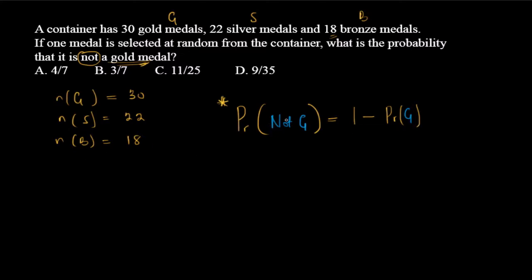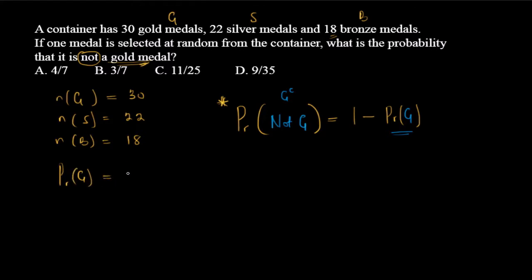So if you're told to find the probability of not G, that is the probability of G complement, it is just 1 minus the probability of G. I don't want to go into details of how this is derived, but we're going to use this equation in solving this problem. So the probability of not G, which is what we want to find, equals 1 minus the probability of G. So let me first find the probability of G, and then I can find the probability of not G by deducting my answer from 1.